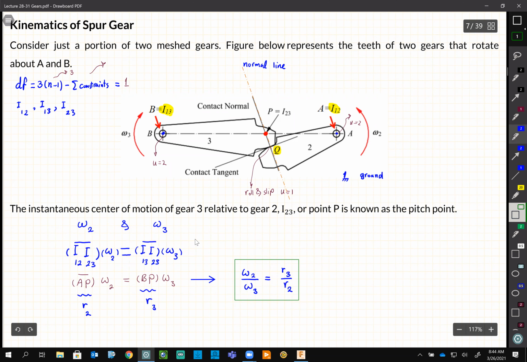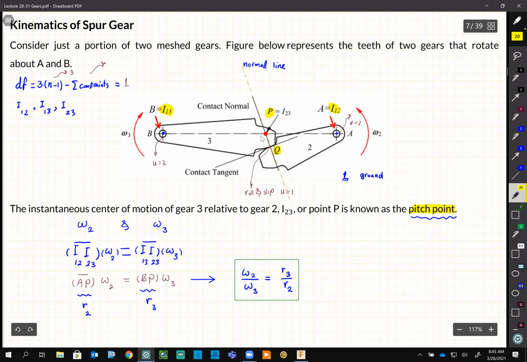Okay, so let's focus on this point P here for a little bit. This point P is what we call a pitch point. Another terminology alert. So this point P, we will call it a pitch point. And you realize this point is the instantaneous center between the 2 gears, as we prove it here.